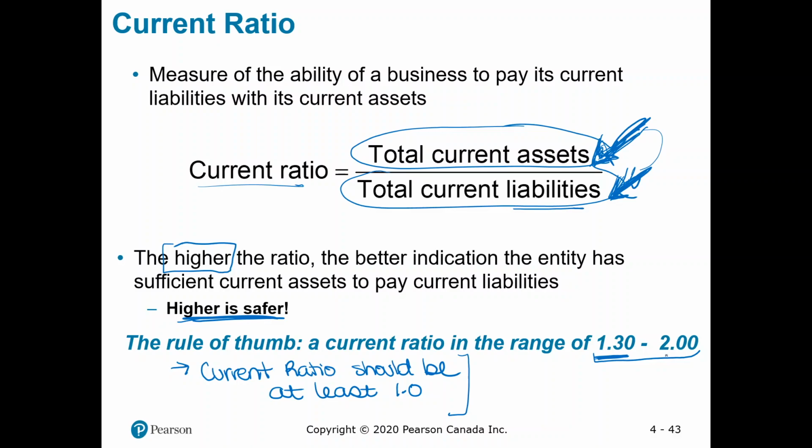Now, the reason that it stops or says between 1.3 and 2 is because having a really high current ratio, while that's really safe because it means that you have a whole bunch of current assets, it may indicate that you're not utilizing your cash flow in the best possible way. So if your current assets are really high, maybe you have a lot of cash.